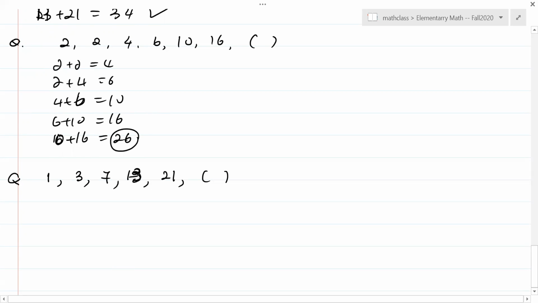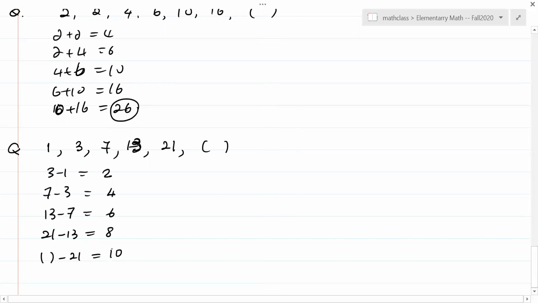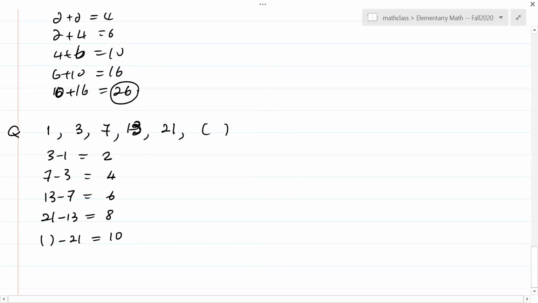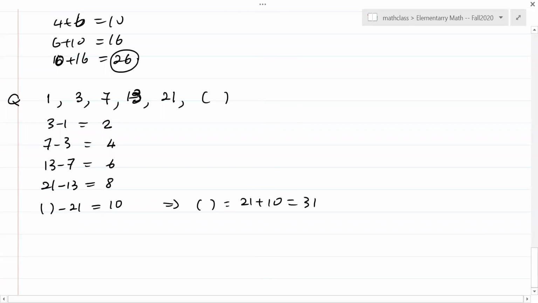All right, so the typical method is just taking differences. The difference of the first two terms is 2. 7 minus 3 is 4. 13 minus 7 is 6. 21 minus 13 is 8. So the next number minus 21 should be 10. So clearly this number should be 21 plus 10, 31. So you see this sequence of differences, 2, 4, 6, 8, is increasing.